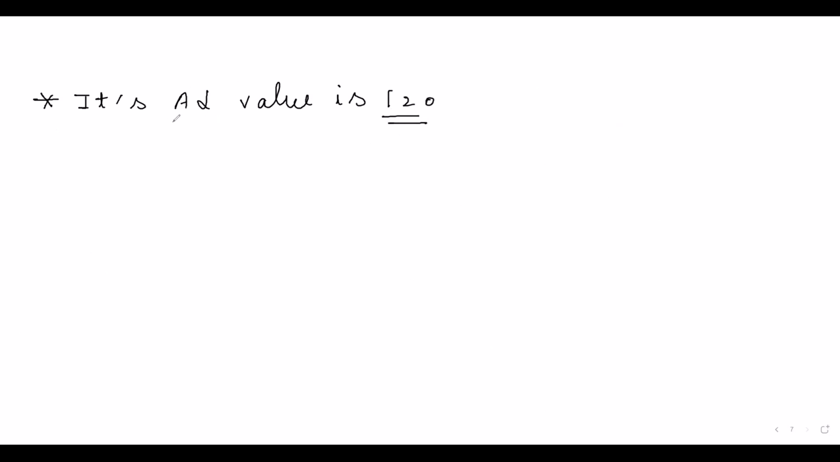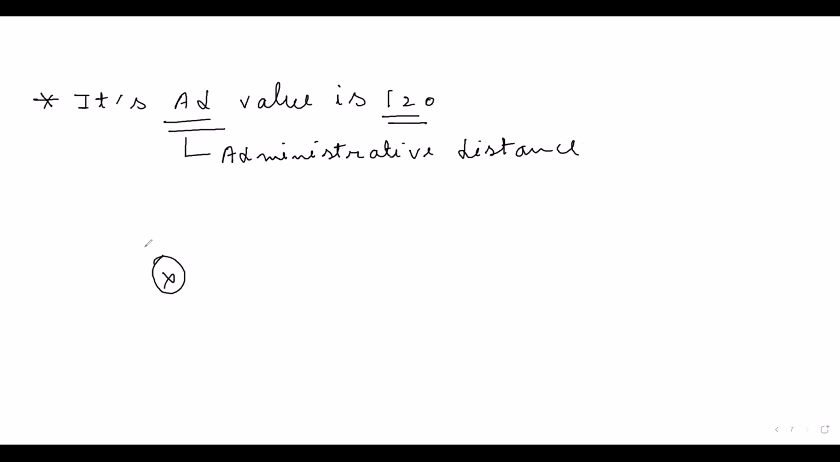AD value means administrative distance. It's only a word, so how can I understand administrative distance? It's nothing but the trustworthiness of a route. Let me tell you. I have R1, router 1, then router 2, and router 3.